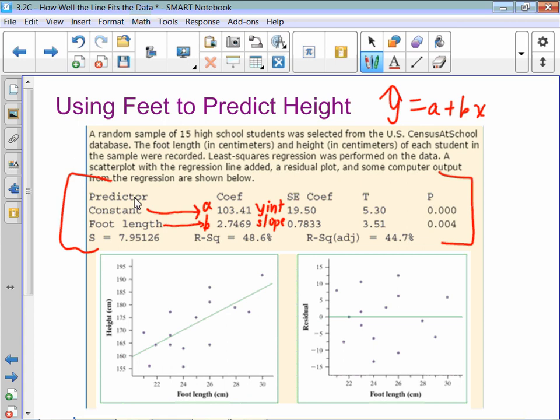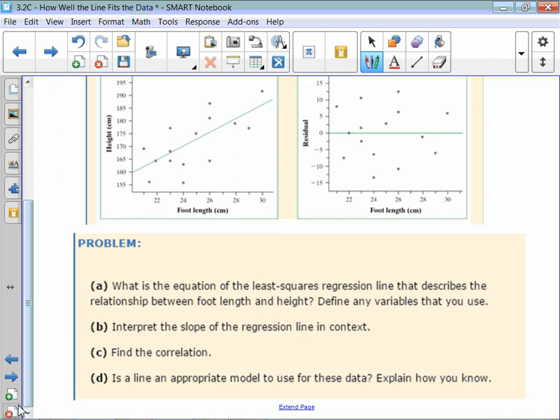Okay? The other thing they're giving you is this S. What do you guys think that is? Standard deviation. And R squared is your coefficient of determination. Okay? We don't need anything else yet. We will talk about a lot more of them as we go through the class. But right now, all you need is y-intercept, slope, standard deviation, and R squared. So they give us the output. What's the equation of the least squares regression line that describes the relationship between foot length and height? Define any variables you use.